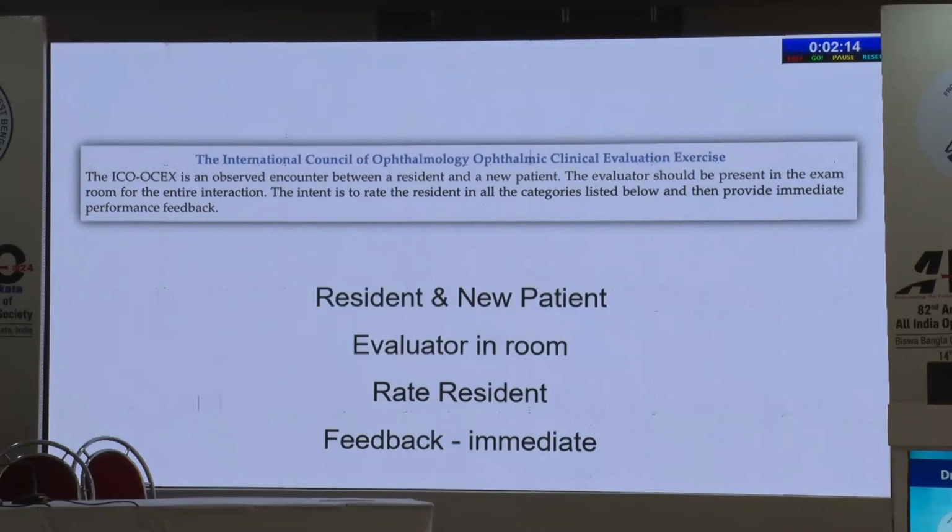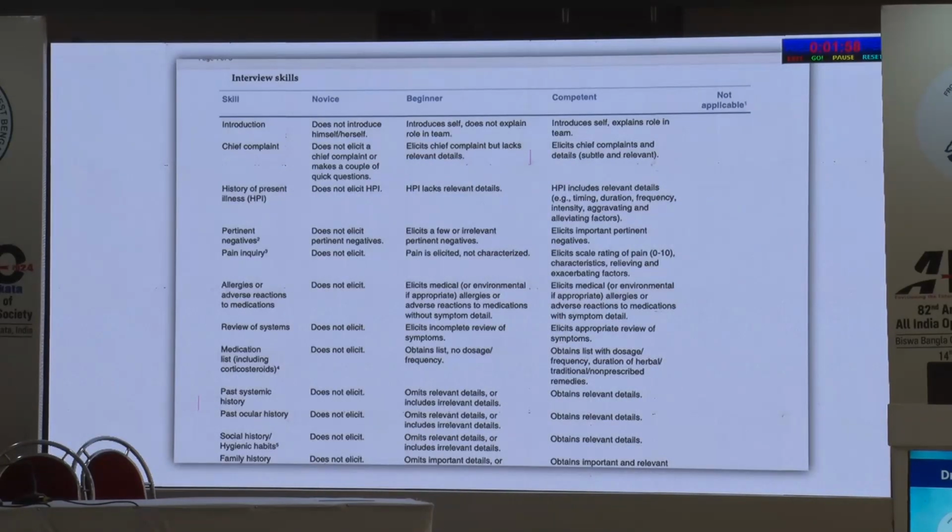Now, let's start off with the OCEX. This is actually one of the most comprehensive tools. There is enough published literature available about it. Here, the resident looks at a new patient with the evaluator sitting in the room. They rate the resident and the feedback is immediate. So those are the most critical aspects of this. Again, this gets broken down into multiple layers, right from how they introduce themselves to how they elicit the history to how they look at the medication list.